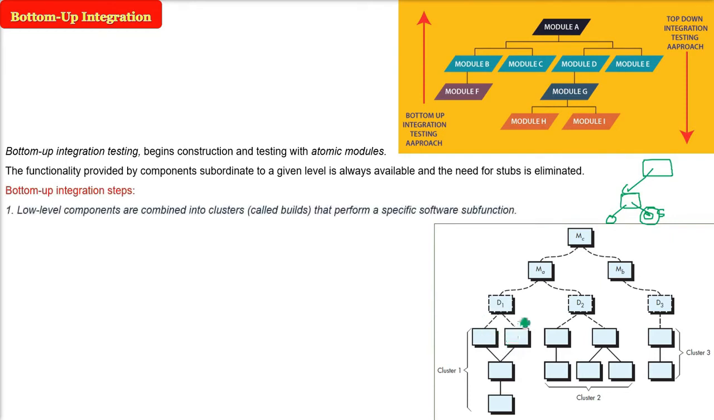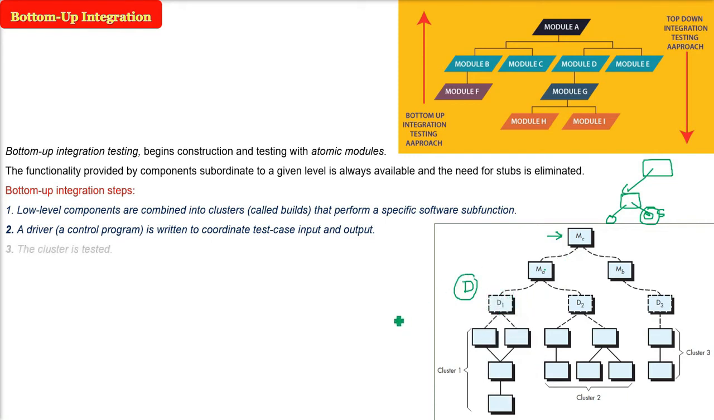So what are the steps? The low level components we combine into clusters. We also call them builds. Each performs a specific software sub-function. So these are the clusters we are making in this figure: cluster 1, cluster 2, cluster 3. A driver, which is a control program, is written to coordinate test case input and output. So D1, D2, D3 are the drivers for the 3 clusters we have defined. Since D1, D2, D3 are not made, we have to write the drivers here.